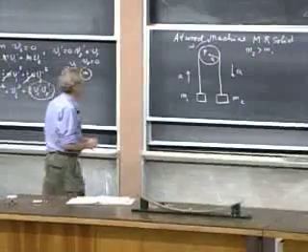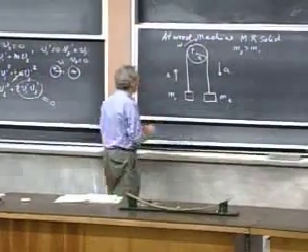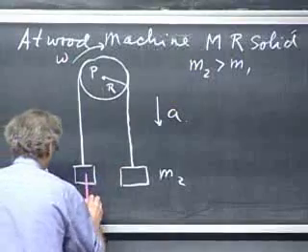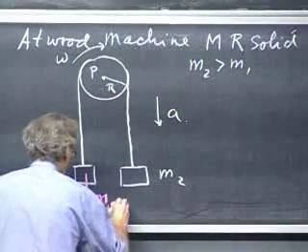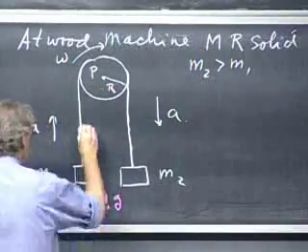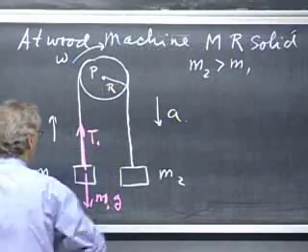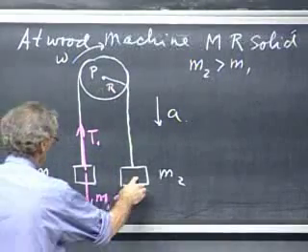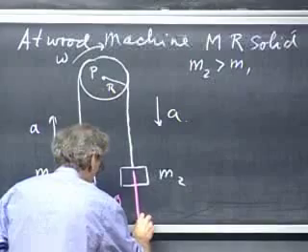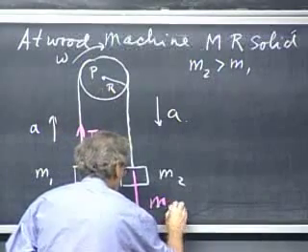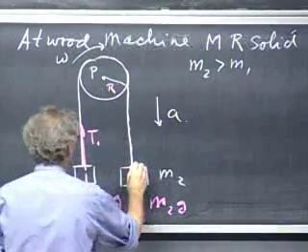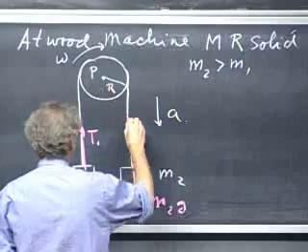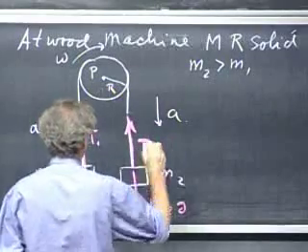And now, the first thing we want to do is to make up free body diagrams. Free body diagrams for this one is easy. m1g down and T1 up. For this one, we have m2g down and we have T2 up.